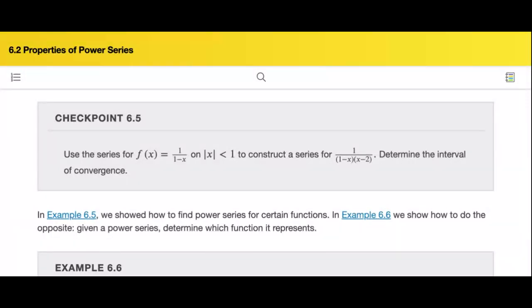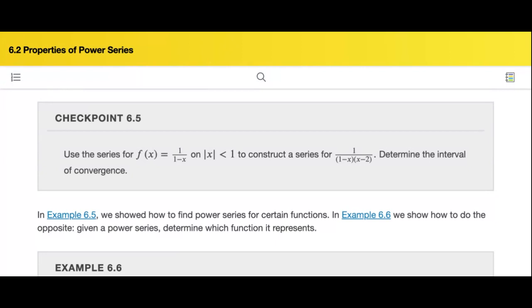Convert to -1 to 1. Okay, I agree with you. What about the representation of the function? Yes, the interval of convergence, it's from -1 to 1. I agree with you. And let me type my representation, so let's see if we get the same thing.